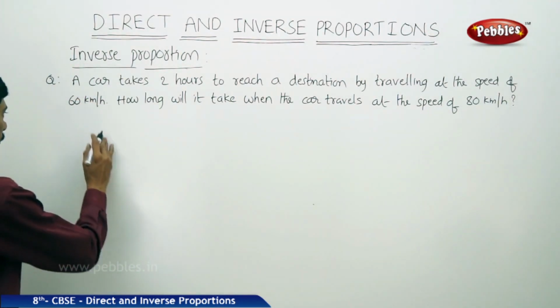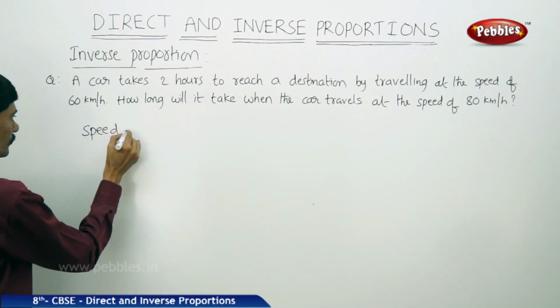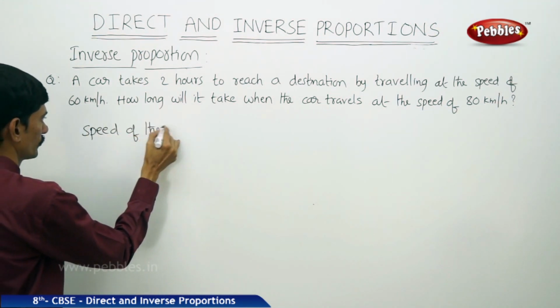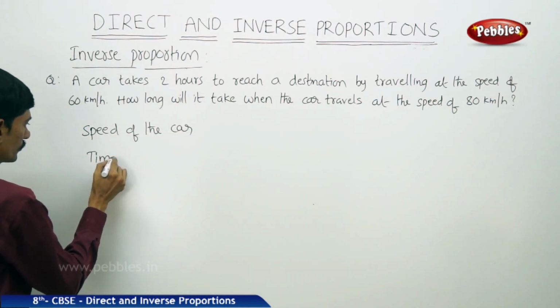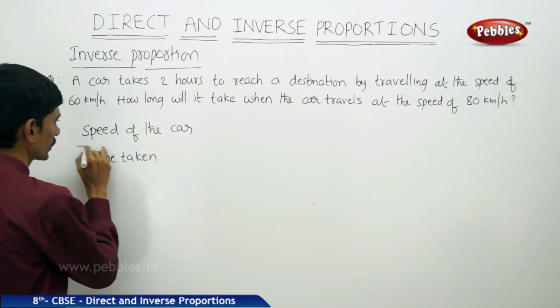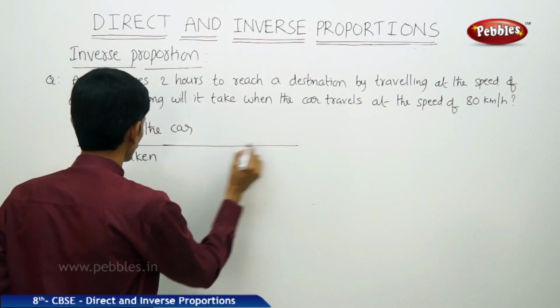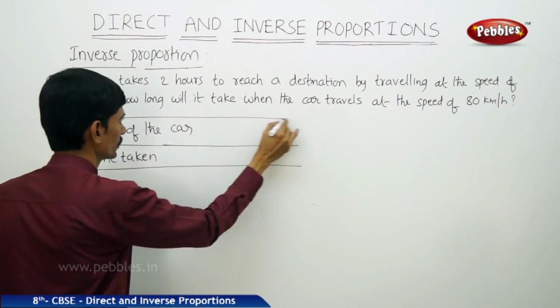Now the speed of the car is the first quantity, and time taken to reach the destination, that is the second quantity. Now we will write the values of the first quantity and the second quantity in the table.